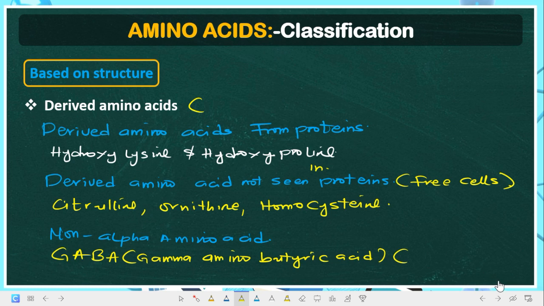Are we getting it now? So that is for the classification of amino acids that are derived. We say we have the ones that are derived from proteins and the ones that are derived but are not seen in proteins. And then we have the non-alpha amino acid that is gotten from what? Glutamic acid. When glutamic acid is decarboxylated, it forms gamma amino butyric acid. Are we getting it now? So let's go to the next.